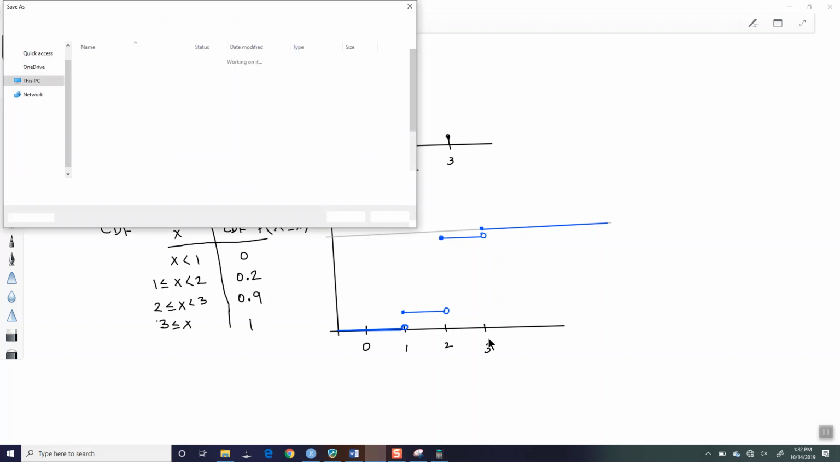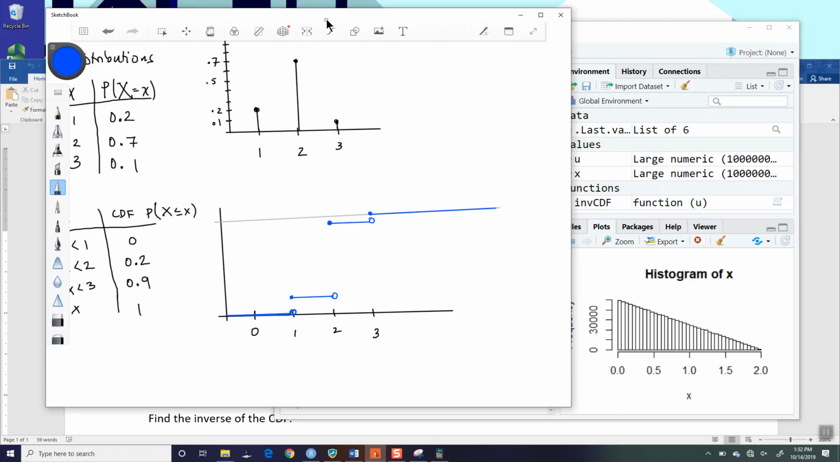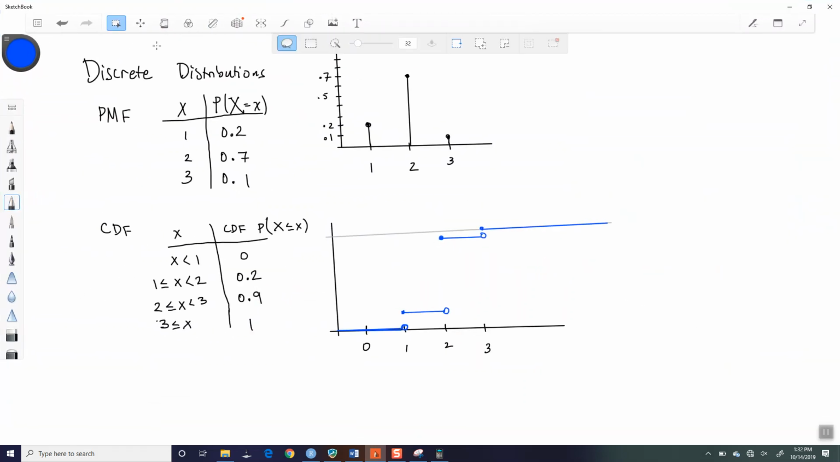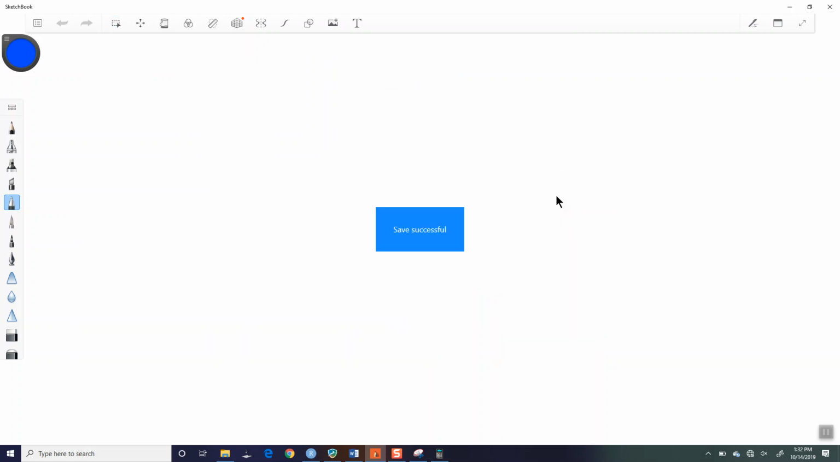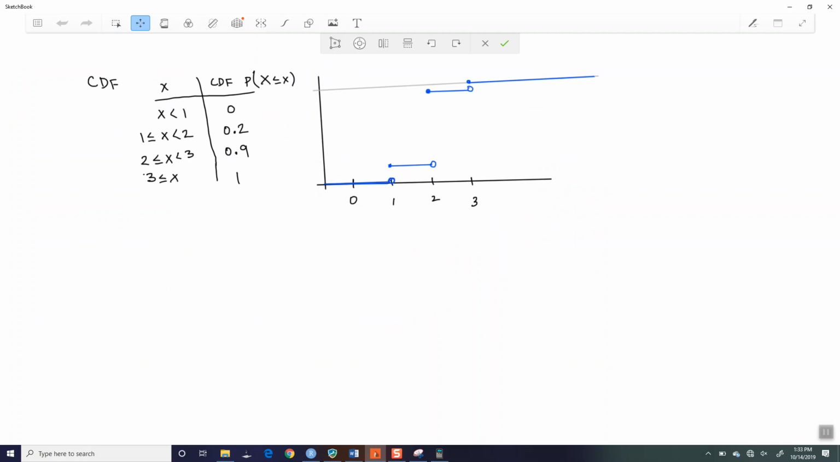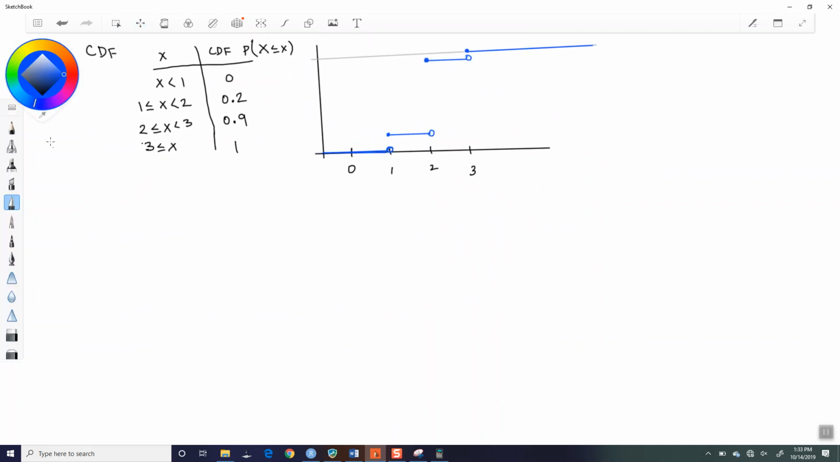All right, is that okay for the CDF? All right, so how do we inverse the CDF? Okay, I'm going to write a piece of notation. It's going to look a little odd, but this is how the inverse CDF works, okay?